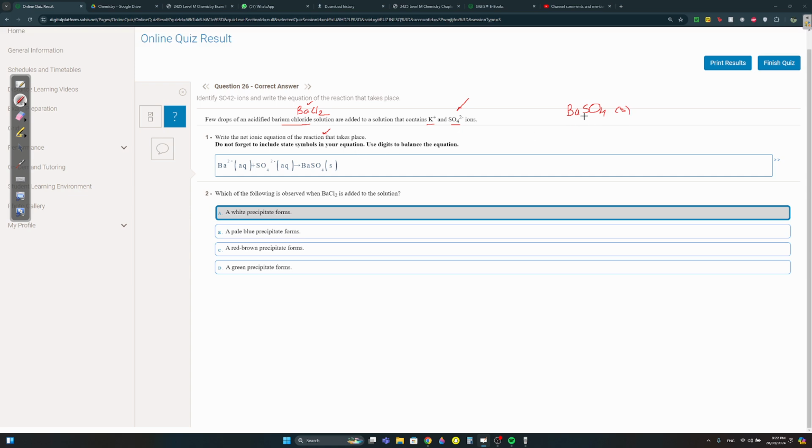So they're saying write the net ionic equation. How do you get BaSO4? You get Ba plus SO4 to produce BaSO4. Let's put the charges: 2+, 2-. Ba is group 2, and SO4 2- is given. The ions are aqueous, and the BaSO4 is a solid. Very easy. Which of the following is observed on adding BaCl2? A white precipitate.